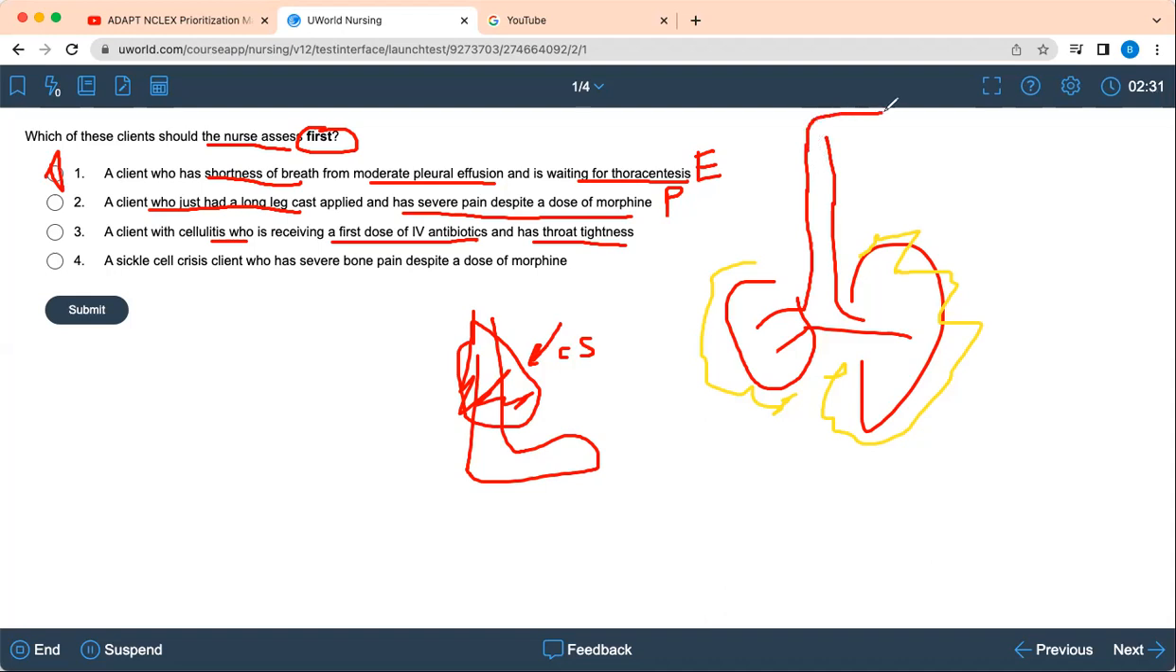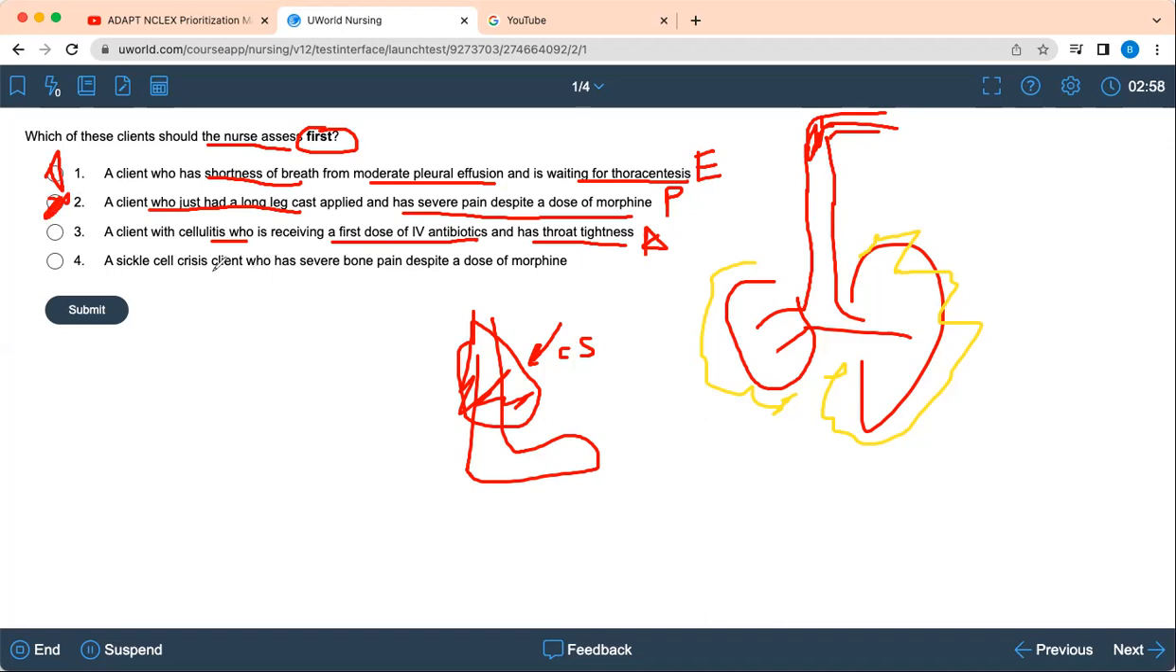That is the upper airway being tight. So if you block this, there will be no air going in. So this is a sign of an airway problem. Throat tightness is not just a throat tightness. This patient has an IV antibiotic causing throat tightness. That's the airway problem. So he's getting anaphylactic shock. And therefore, we will eliminate 2 and keep A.